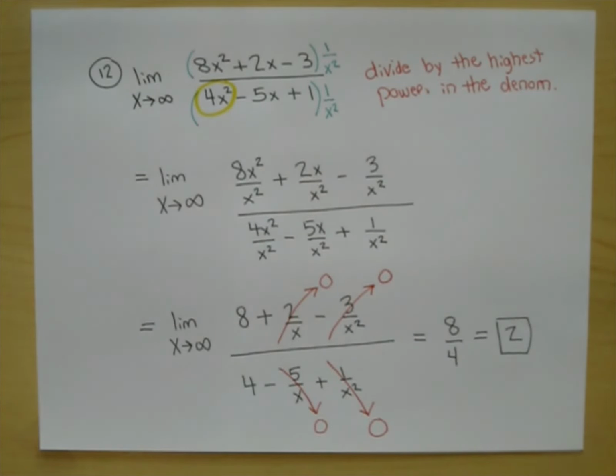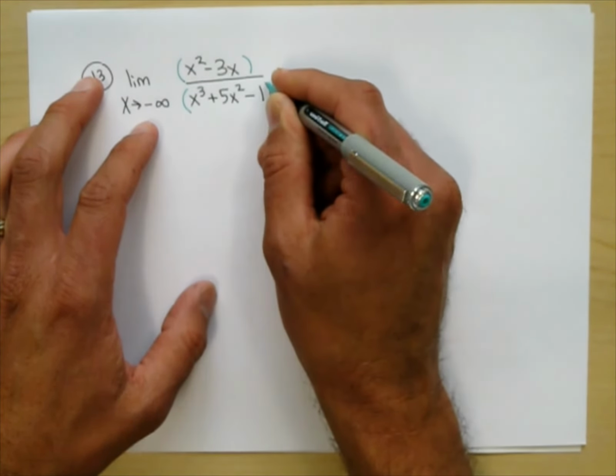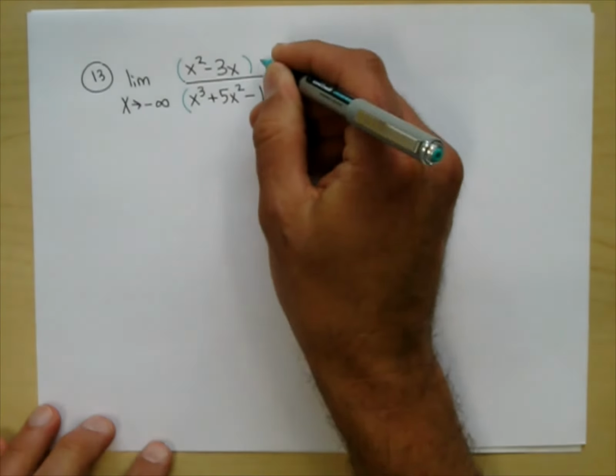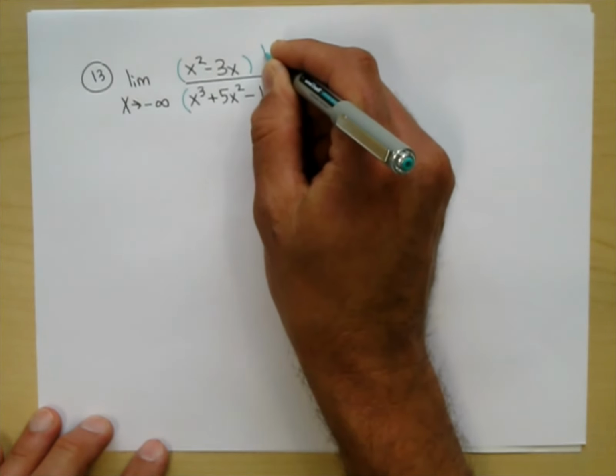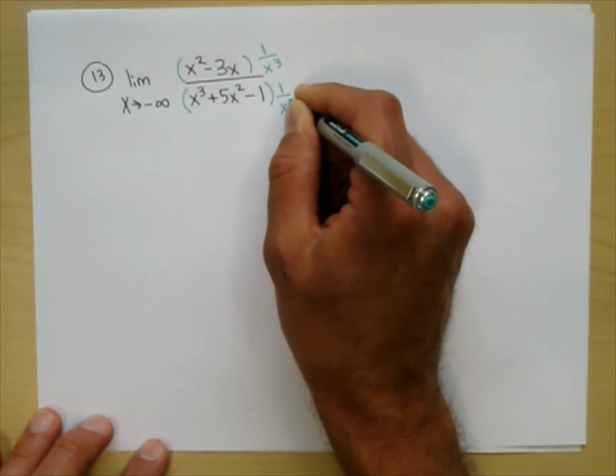So there it is. Problem number 13. Maybe you want to do problem 13 on your own. If you're having a hard time getting going, pause the video. You are going to divide by the highest power in the denominator. What is the highest power in the denominator? It is the 3. So I'm going to multiply 1 over x cubed and 1 over x cubed.